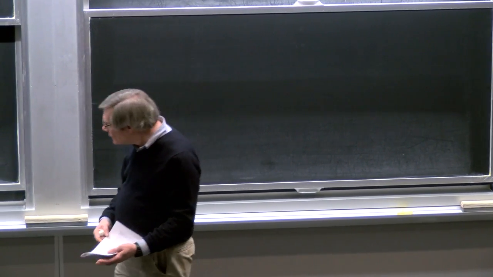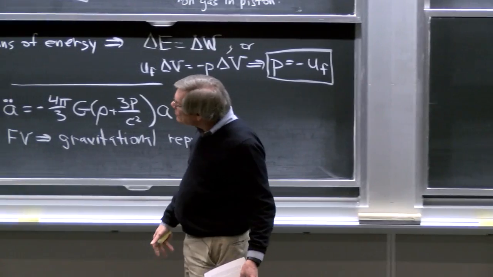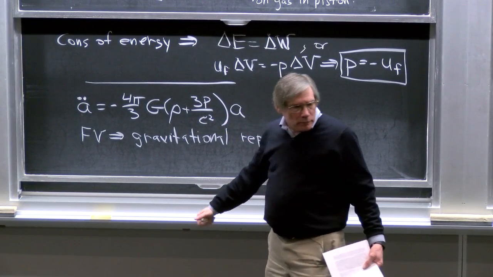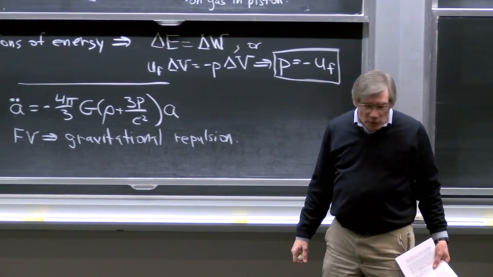Okay, this basically is the mechanism of inflation. So we're sort of finished with this chapter. Are there any questions before I go on about how this gravitational repulsion arises?